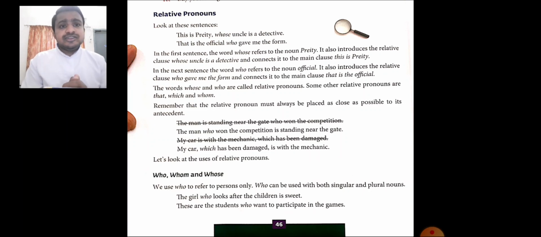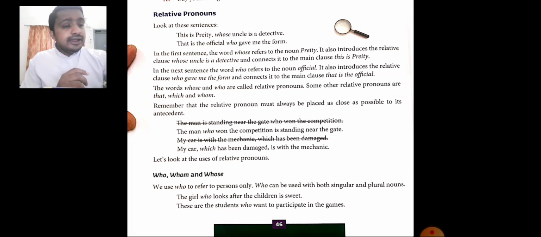And in the second sentence, that is the official who gave me the form. There, the main clause, that is the official, is being connected to the second clause, gave me the form. There, who has been used. So, some of the main relative pronouns are who, whom, whose, then that, which.